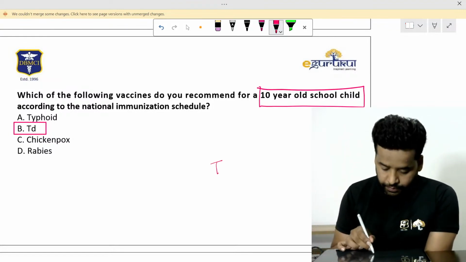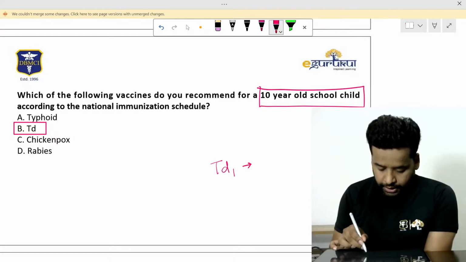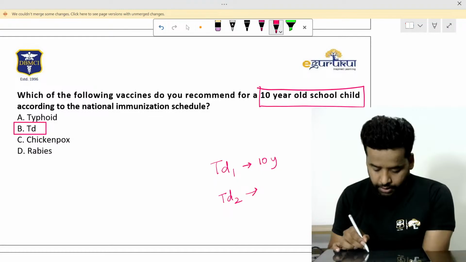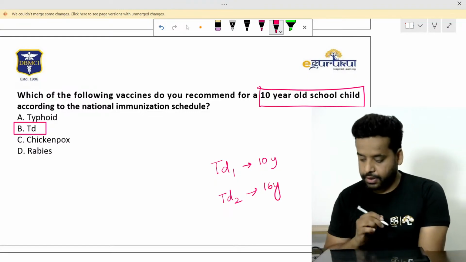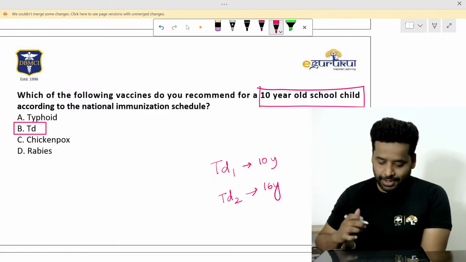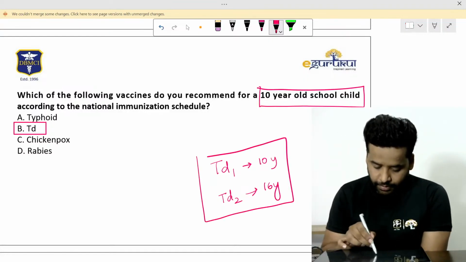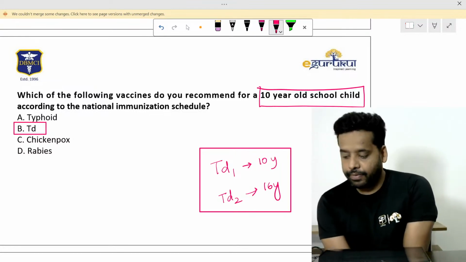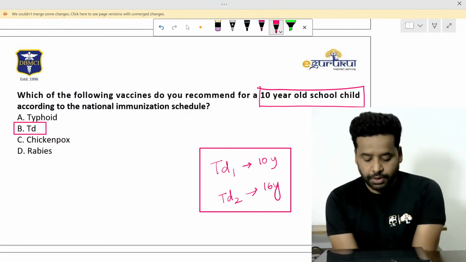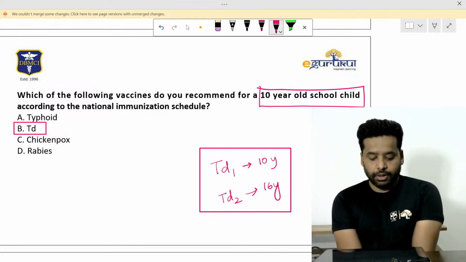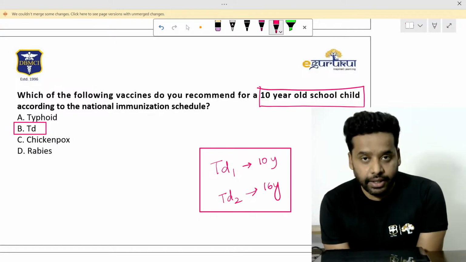TD first dose at 10 years. TD second dose at 16 years. So the first dose at 10 years and at 16 years we are giving the second dose. What was used before? Tetanus toxoid. So if they mention 10-year-old, the answer is TD vaccine.